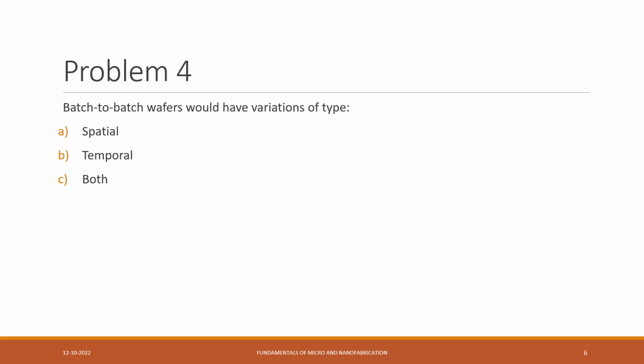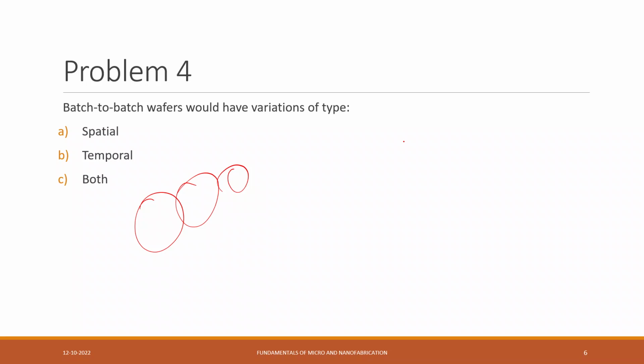Okay, here we will see what a batch is. Basically, a batch is a group of wafers. You want to make the same design in a lot of wafers. We call it batch to batch fabrication.